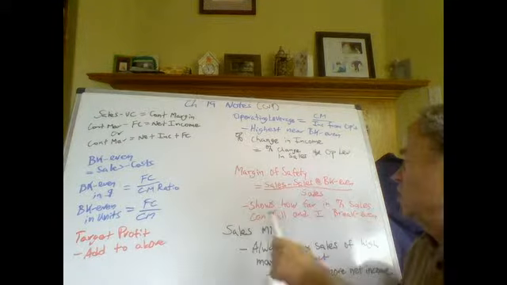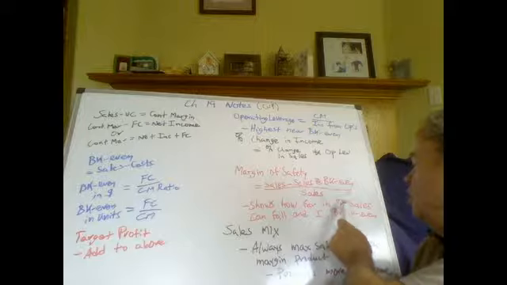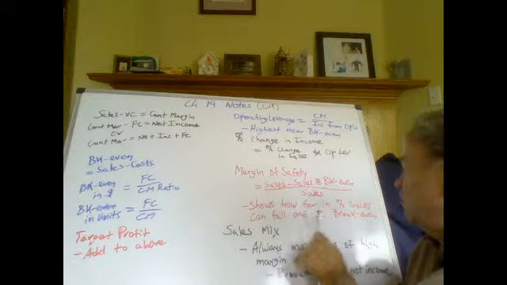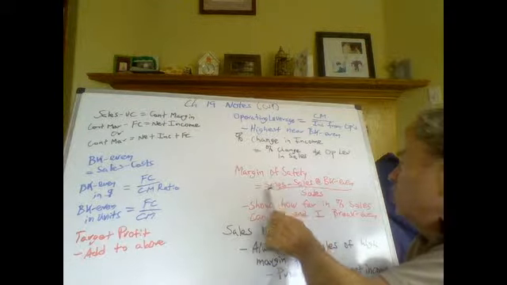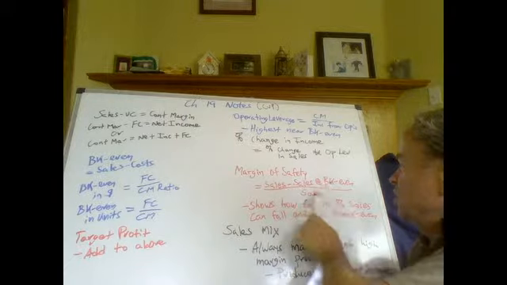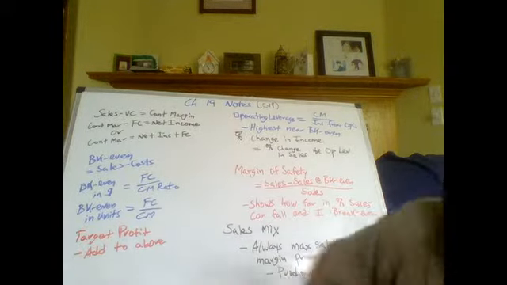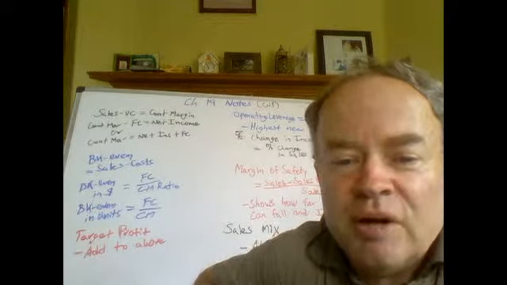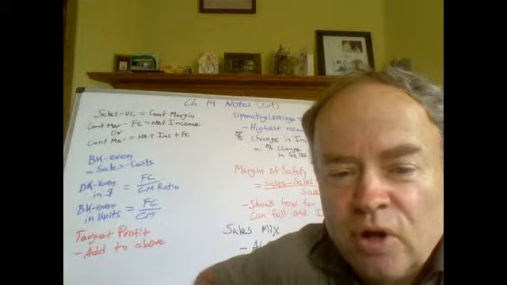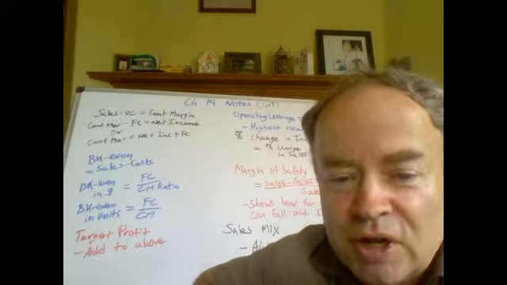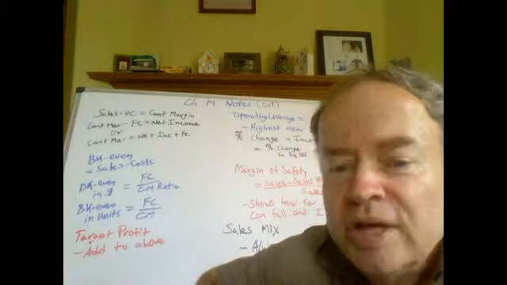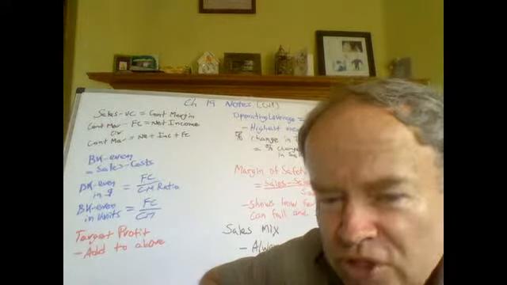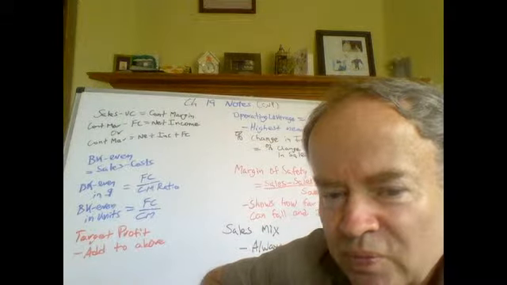Margin of safety shows how far, in percentage, sales can fall to the break-even. The formula is sales minus sales at the break-even, divided by sales. In other words, how safe am I? If sales can fall 20% and I still break even, I feel a lot more comfortable than if sales can only fall 1% and I break even.